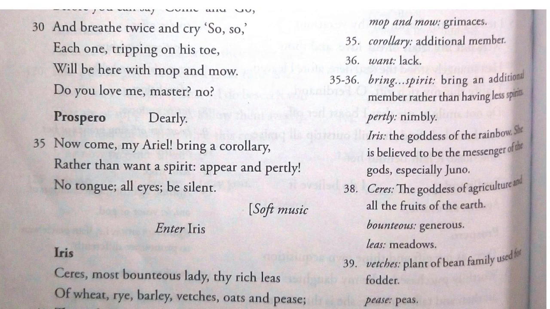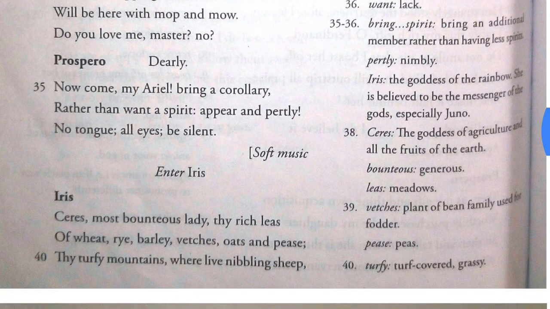Now, what does it mean? Corollary means additional member. Or come now, my Ariel, go and bring the additional spirits and get started. Rather than want a spirit, appear and pertly, no tongue, all eyes be silent. So, there should be no shortage of spirits to perform this show. Rather than lack a spirit, there should be a sufficient number of spirits with you, and they should appear and they should do everything nimbly.